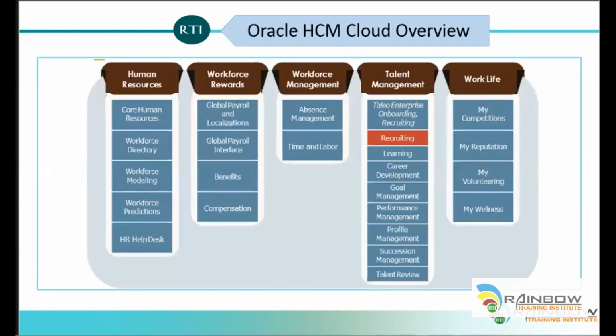Next, this is the overview of the Oracle HCM Cloud. So basically, Oracle HCM, the Oracle Human Capital Management, covers the following five primary business processes of managing the human capital. So the first one is the human resource. Oracle Human Resource enables organizations to maximize the workers' value by utilizing such features as the workforce deployment, workforce directory, workforce modeling, workforce prediction, and workforce reputation management.